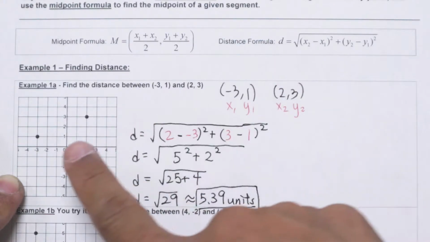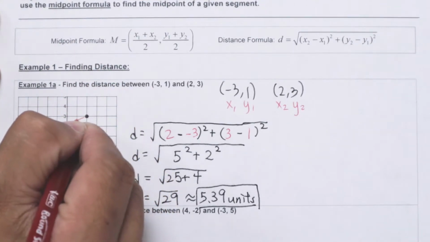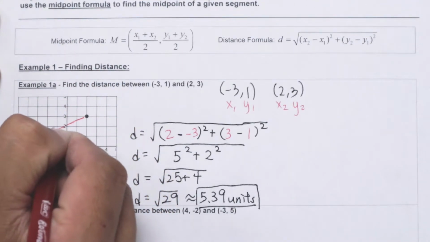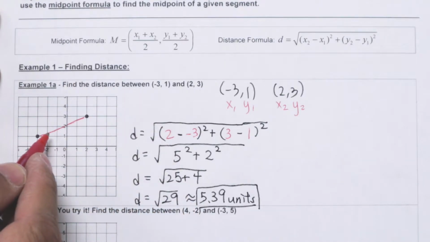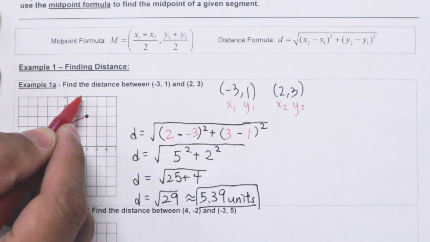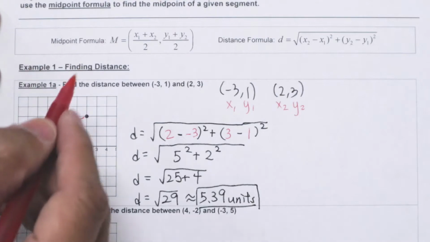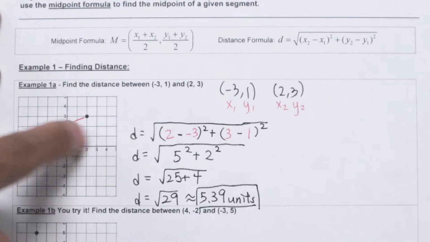Let's take a look at the picture. I want you to focus on this picture. We're pretty much finding the distance between this point and this point. And this seems to be just a little bit, around 5 units. Because remember, each unit is this long. So if you were to put 5 of these on this line, it should be about 5.39 of these units long from here to here.